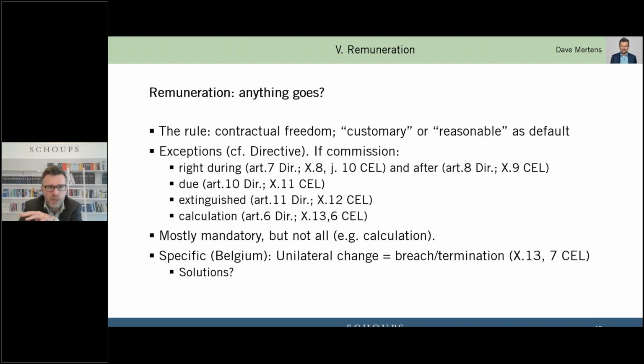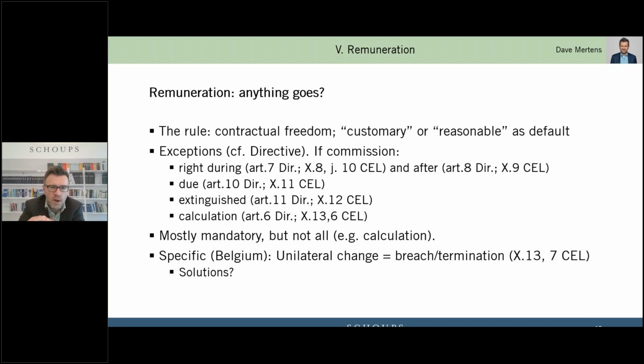Also Belgium. So again, mostly mandatory, protection of the agent, few exceptions, but you need to check per member state, if that's important, whether a specific clause which may not be mandatory under the directive may still be mandatory under the legislation of the member state. Specific for Belgium, and that's not in the directive, it's put in the Belgian Act, is that a unilateral change of the remuneration, mostly commissions, is ipso facto treated as a breach of contract.